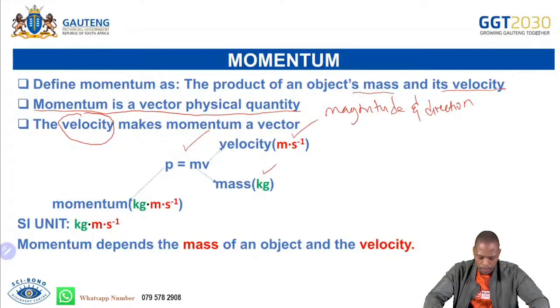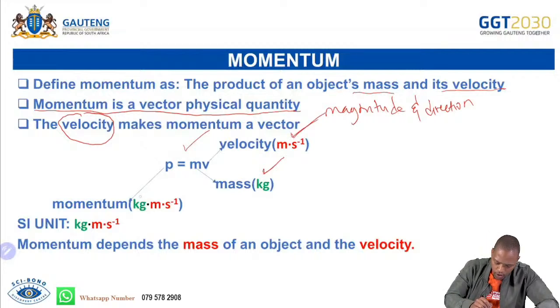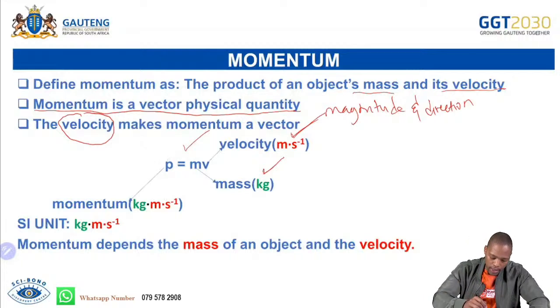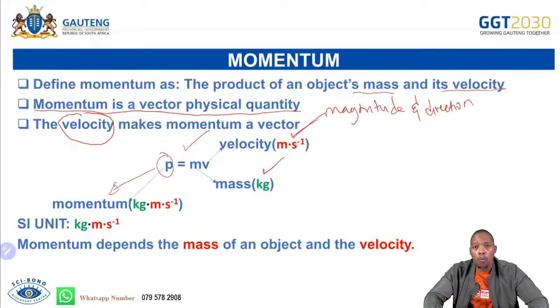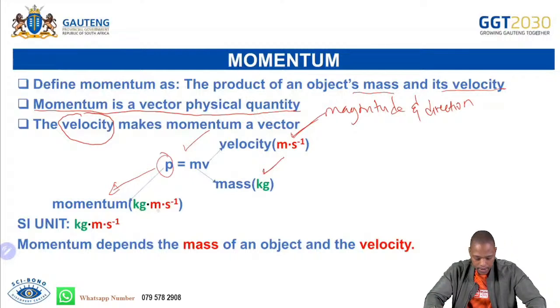Becomes extremely simple. We are multiplying the kilograms and the meters per second. Therefore, the SI unit must become what? Kilograms meters per second. The SI unit of momentum. So P there, small letter P, then represents what? It represents momentum. Momentum is measured in the SI unit, kilograms meters per second.